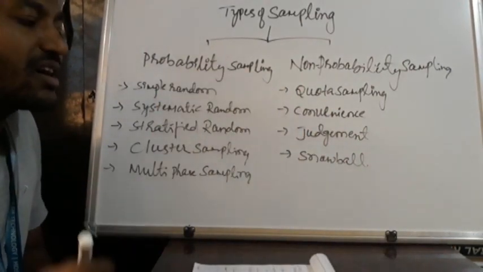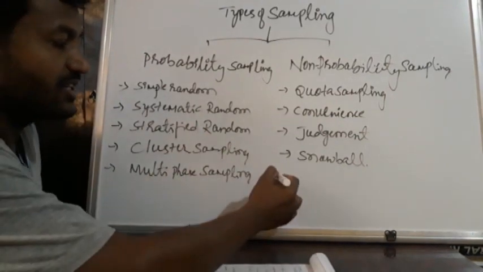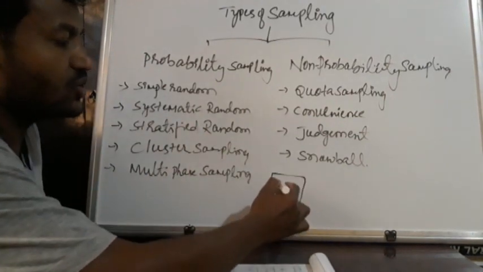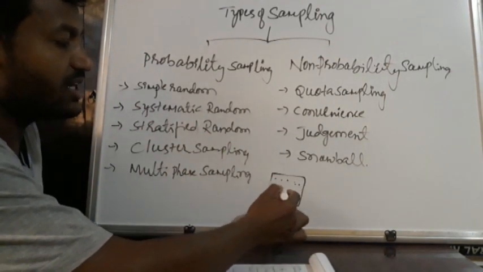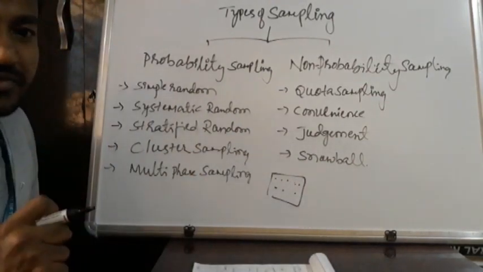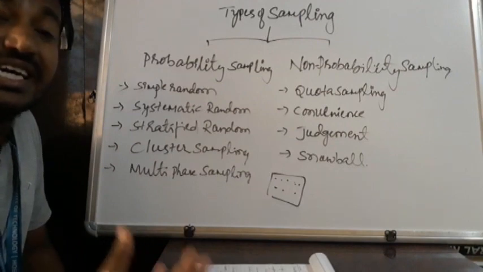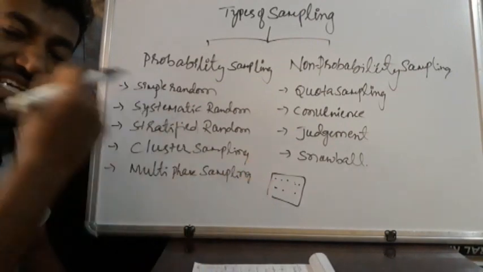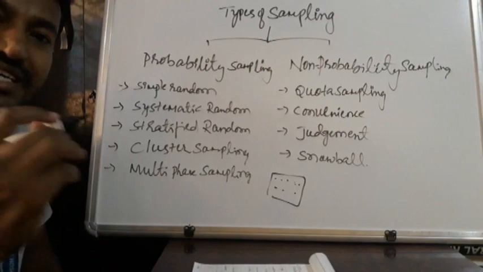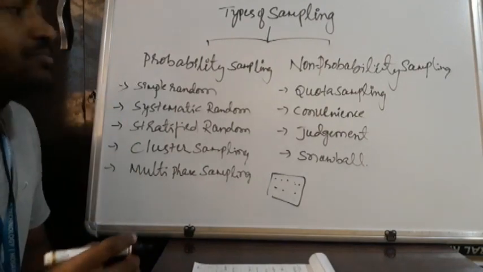For example, if there are 10 balls in the basket, you can choose any one of the balls randomly, so that all 10 balls have an equal opportunity to be selected as the sample. That is called probability sampling.